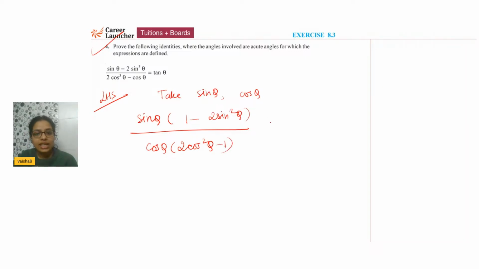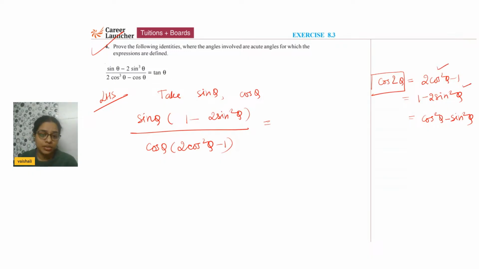Right? And if you guys remember, हमारे पास एक identity होती है cos 2 theta की, that it is 2 cos square theta minus 1 or 1 minus 2 sin square theta. एक और identity होती है which is cos square theta minus sin square theta. All the three are equal to your cos 2 theta. So it means 1 minus 2 sin square हो या 2 cos square minus 1 हो, both of them basically imply that it is cos 2 theta.